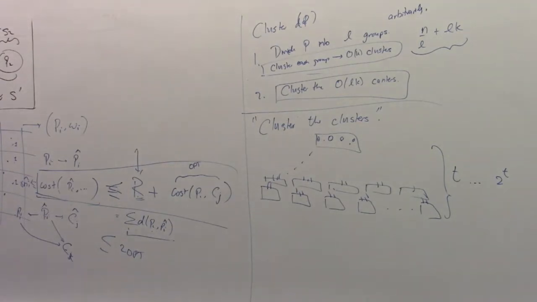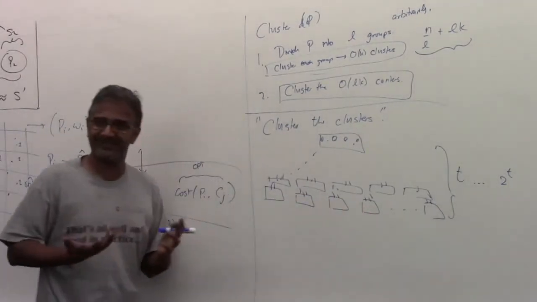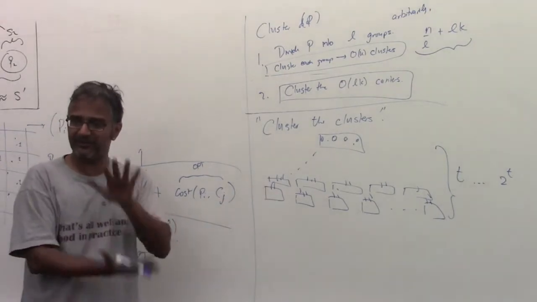But the more depth you have, in some sense, the smaller these groups need to be. Right? The less depth you have, the bigger these groups need to be. And so there's a bit of a trade-off there.